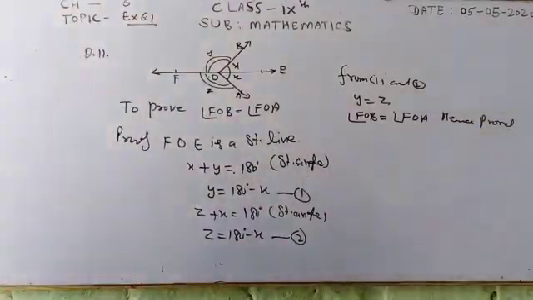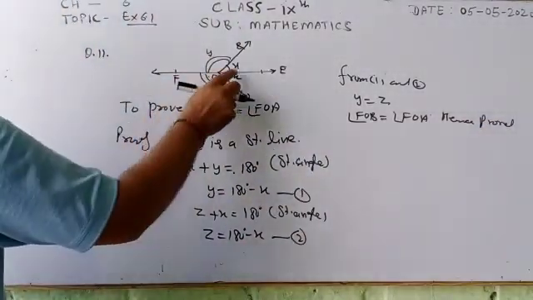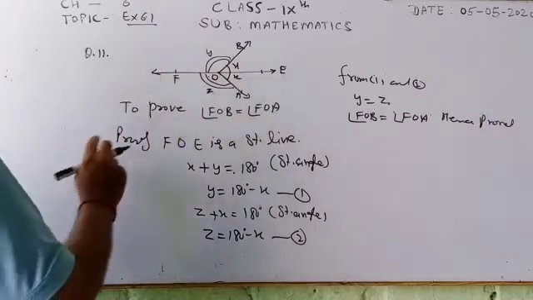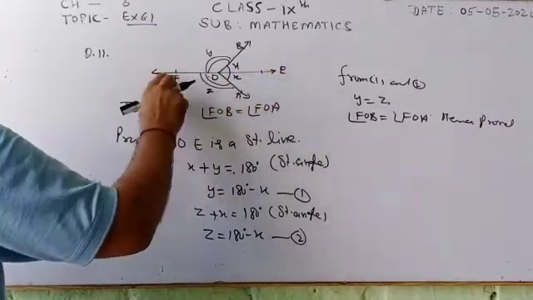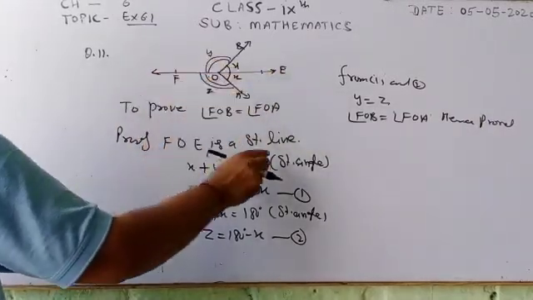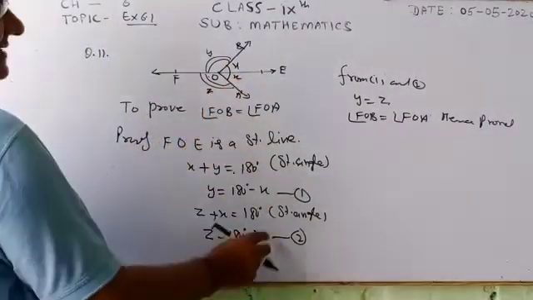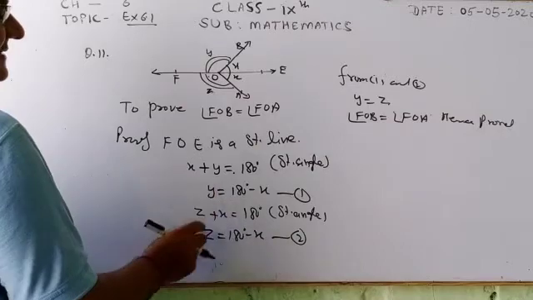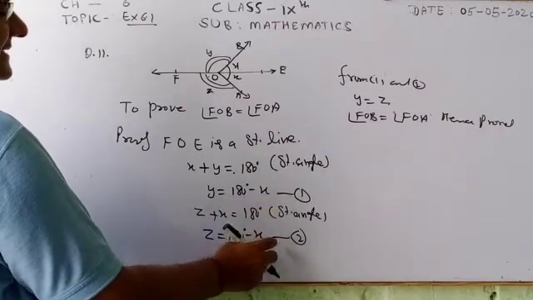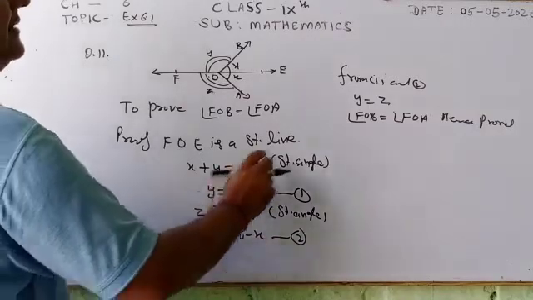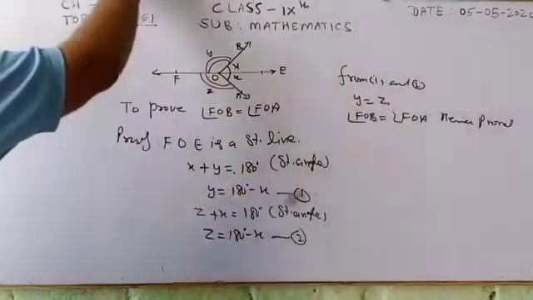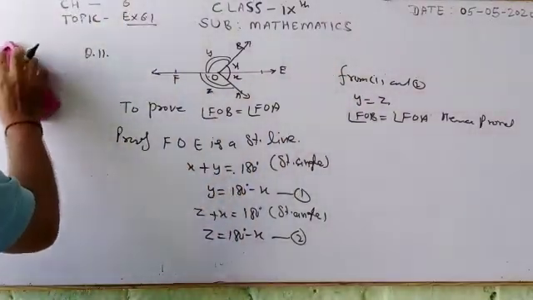So student, looking at this, we are given x and x, these bisect each other. We are taking a straight line, so this addition becomes equal to 180 degrees, also called the straight angle. Also the addition of z plus x is 180 degrees, and we find the values of y and z become 180 minus x and 180 minus x. So both are equal. We write down here, and hence proved this question.